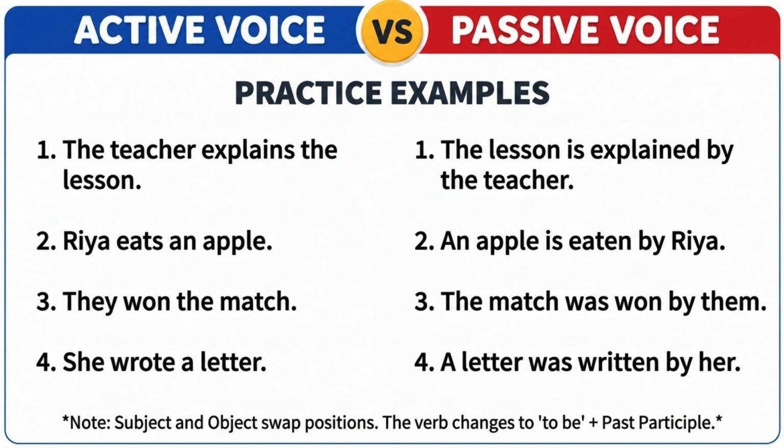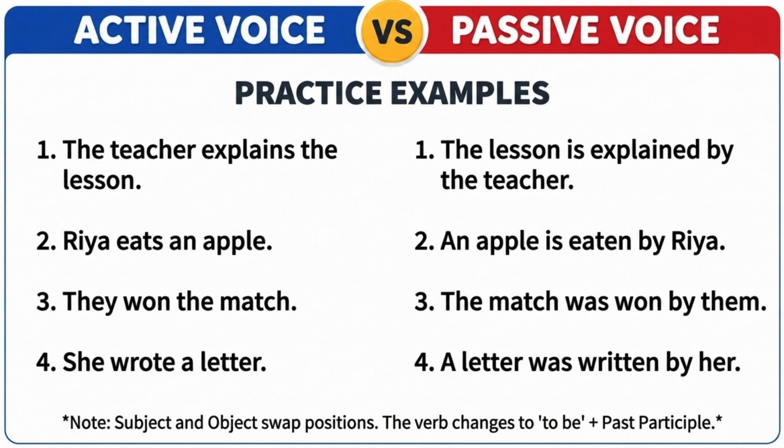Let's look at two more examples. They won the match. Becomes the match was won by them. And she wrote a letter. Becomes a letter was written by her. Every example follows the same pattern.